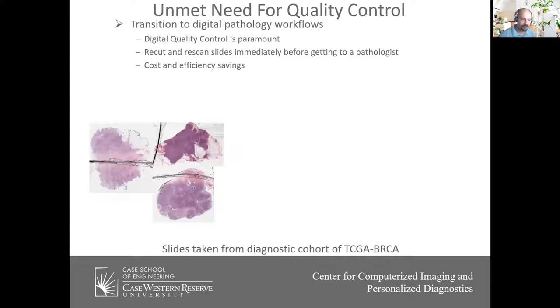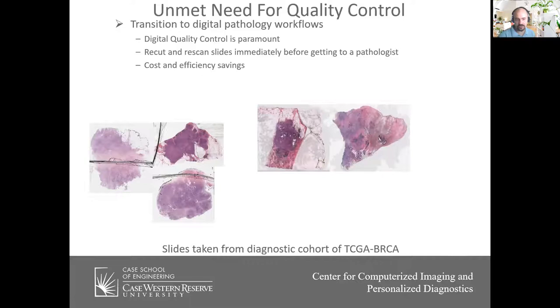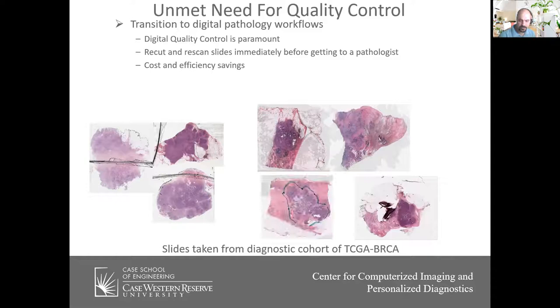Here we see that there are some cracks through the cover slip. We see that there are air bubbles stuck under the cover slip, which means this tissue is completely out of focus and unreadable. We have tissue folds here. We have some kind pathologists that have annotated this slide with a marker, and then it was scanned in, so now that's a permanent part of the image. And we see instances of knife chatter as well.